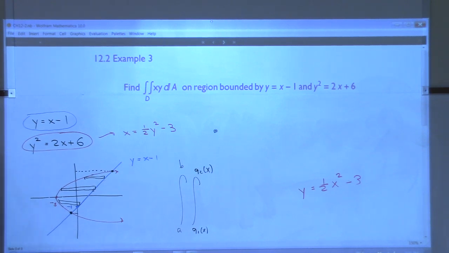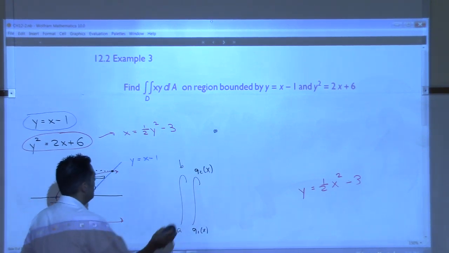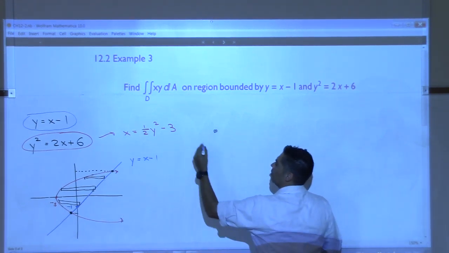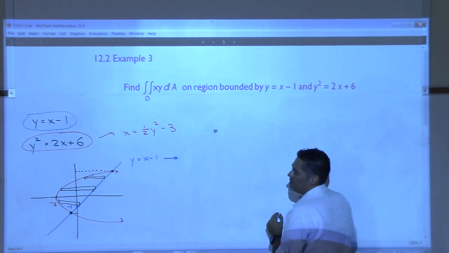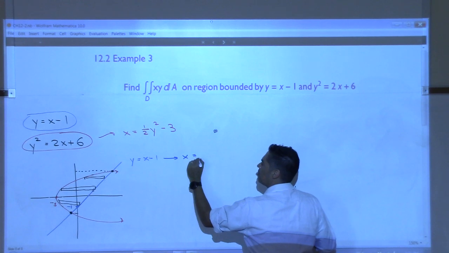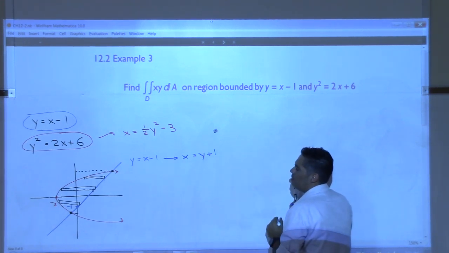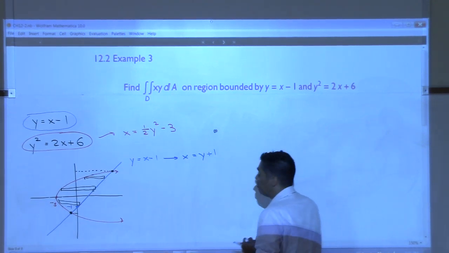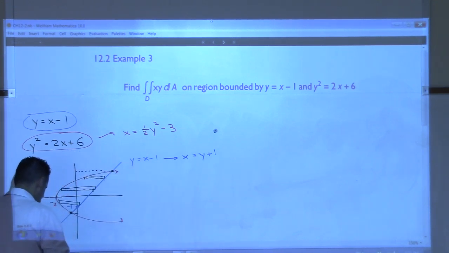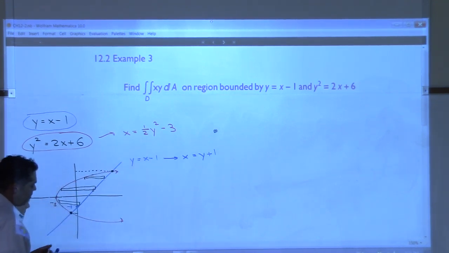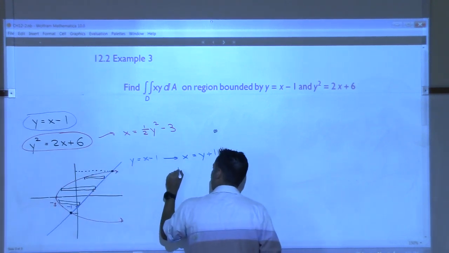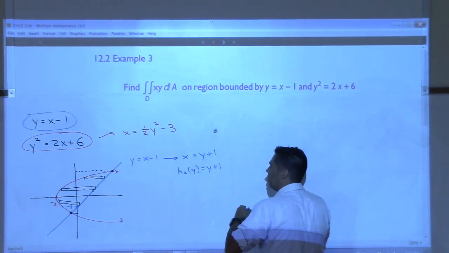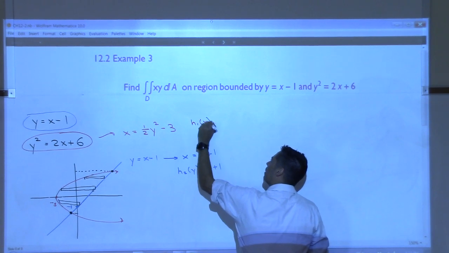No, we're not ready. What do we still need? Have we written both of these curves as functions of y? Yeah, this one, I still need to work with that. I need to solve that for x, right? This is x equals y plus 1. And now we're going to look at this as being a function of y. And this one up there, I do have written as a function of y, don't I? Okay, so we're going to call the blue one h2 of y. And we're going to call the red one h1 of y.